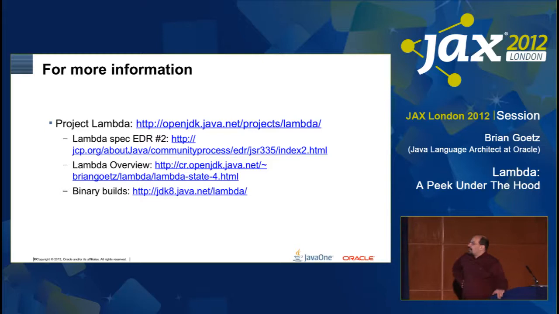A few places to go for more information. The Project Lambda page has all kinds of documents about what we're doing about Lambda in Java. There's a specification draft that you can get at. There's a sort of easy to read overview, and you can get binary builds off of java.net.